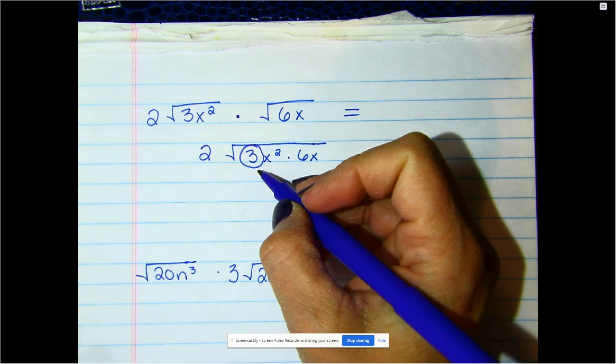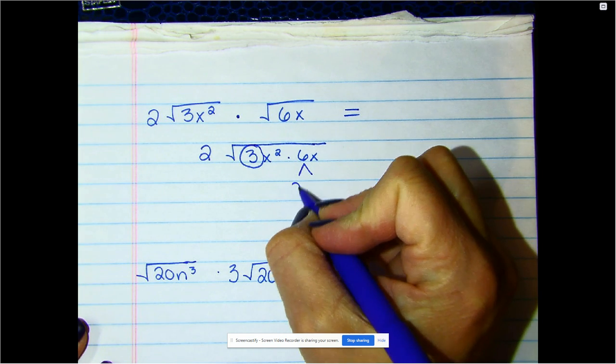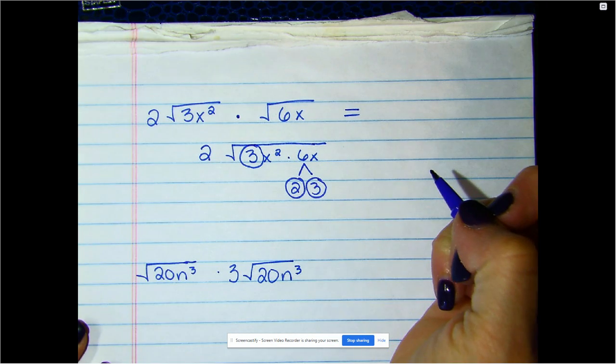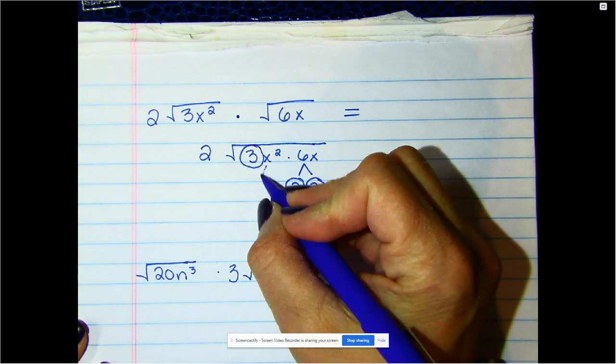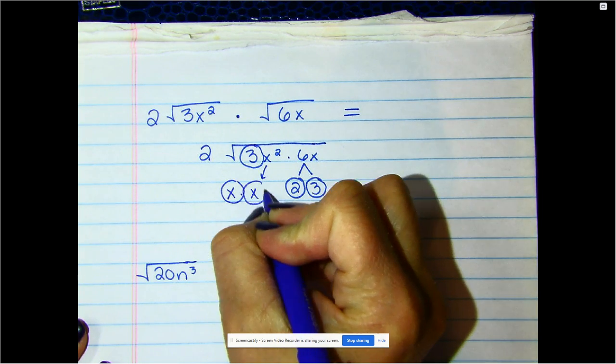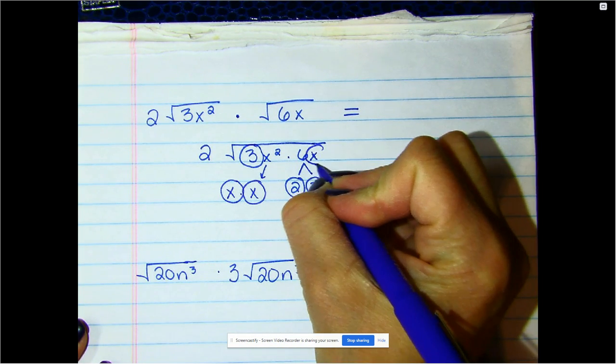3 is broken down all the way. We can bring our 6 down to a 2 and a 3. I like to circle them once they're prime so I don't lose them. Bring this x squared down as an x and an x. And then this x up here, don't forget about that.